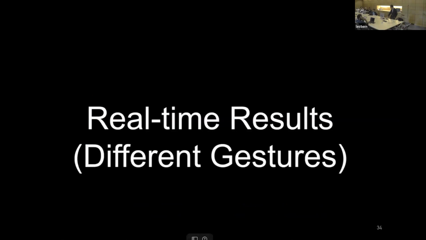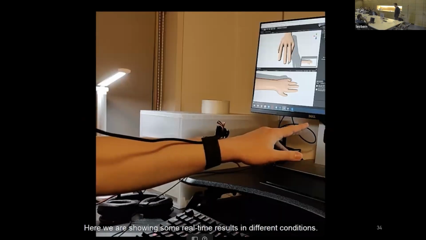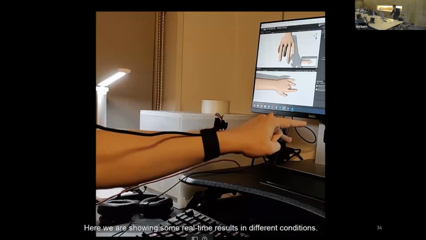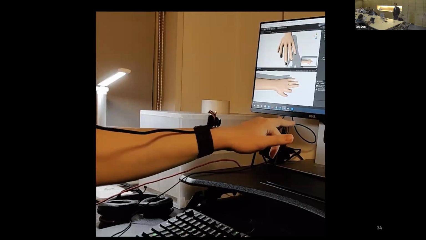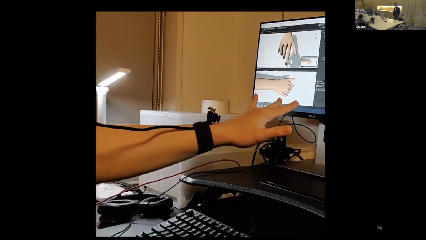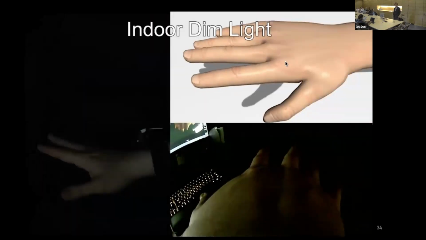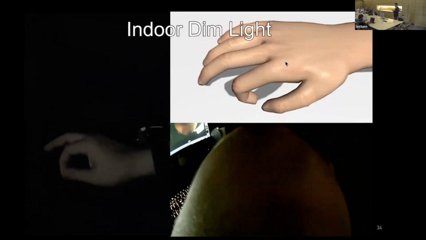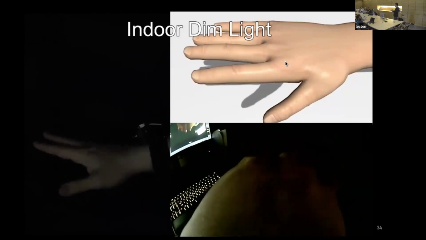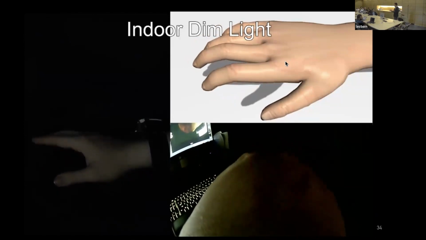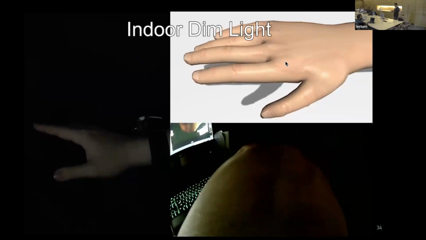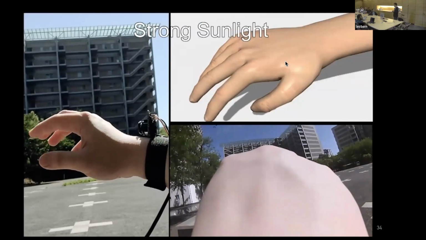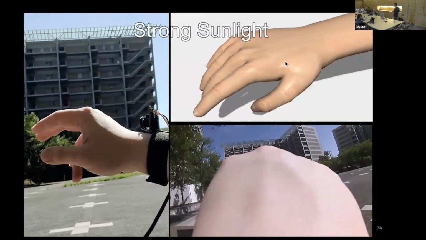Here, we are showing some real-time results in different conditions. Here is the estimated finger and hand poses. As you know, the lighting condition is very important in computer vision research, but our technologies can also be used in very dark conditions, also very bright conditions.